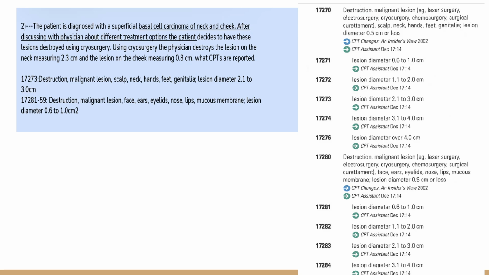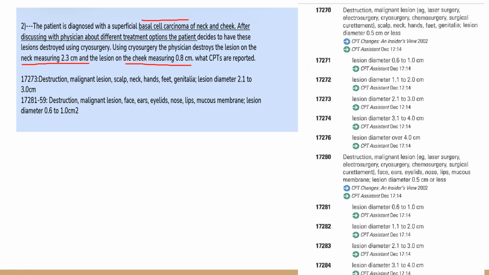So first of all, this is a basal cell carcinoma. That means it is a malignant lesion. So we can directly come to the malignant lesions, and it is destruction. The method we also know. And we need to find out the lesion size. The neck lesion is 2.3 centimeters and the cheek lesion is 0.8 centimeter. Remember, in the malignant we count the number of lesions and we do not add the diameters.